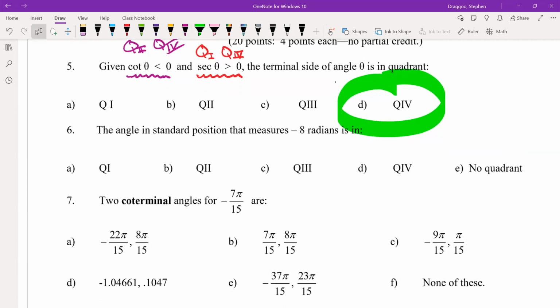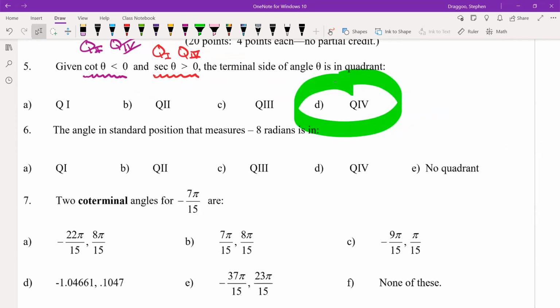Next up, an angle in standard position that measures -8 radians is in which of the following quadrants? There are only 4 options. It's not going to be no quadrant. I guess it could be if we were exactly equal to one of the borders between quadrants, but that's not the case here. Notice specifically that this is -8 radians and not -8 pi radians, because there is, in fact, a difference.